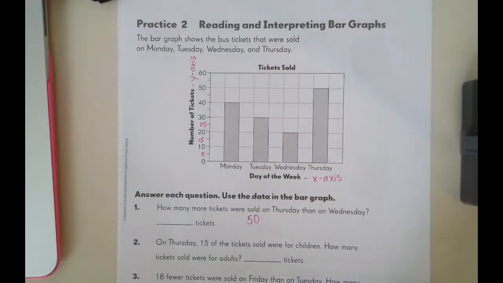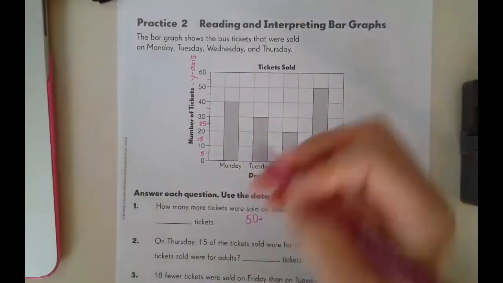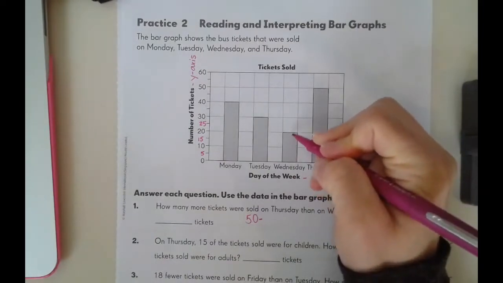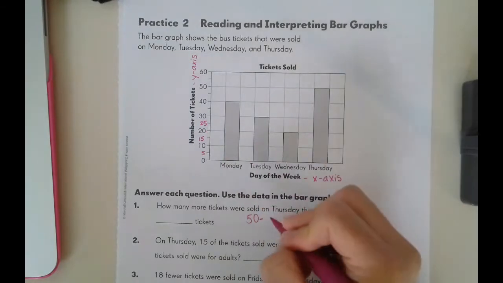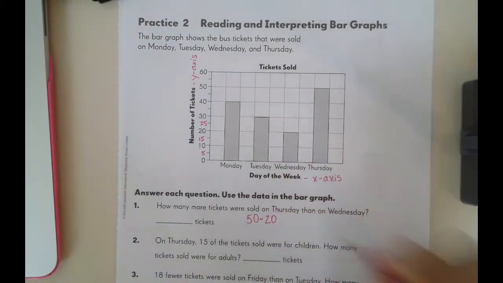That's how many were sold on Thursday. And then I'm going to subtract the number that were sold on Wednesday to find the difference between the two. Okay? If I look here at the bar for Wednesday and slide over, I see that it's on the number 20. So 20 were sold on Wednesday.